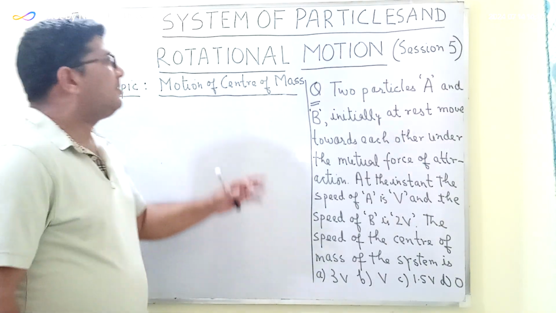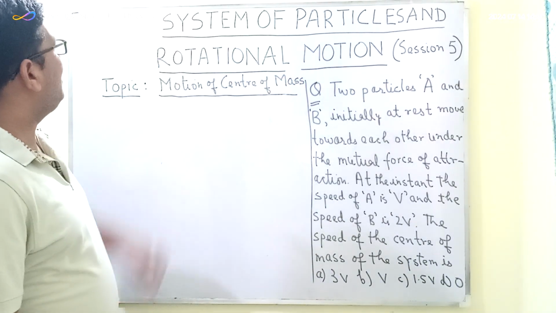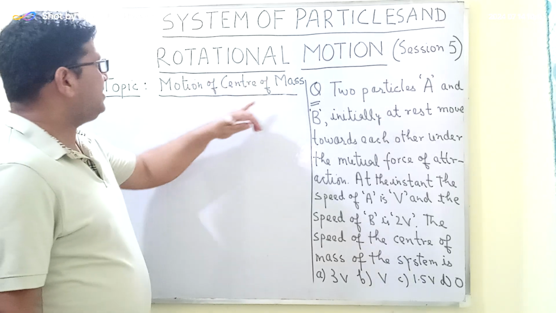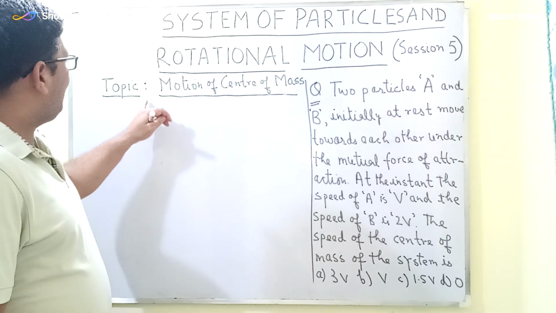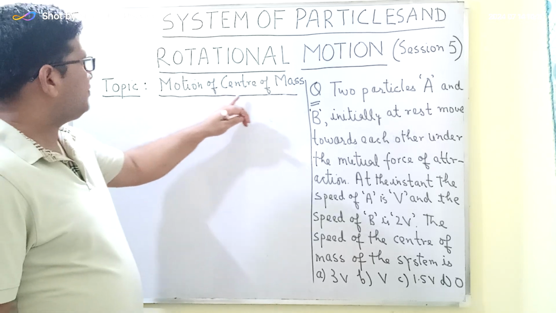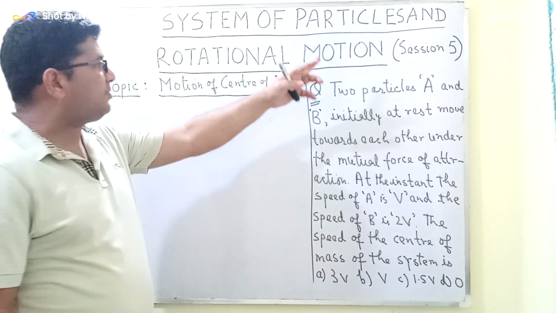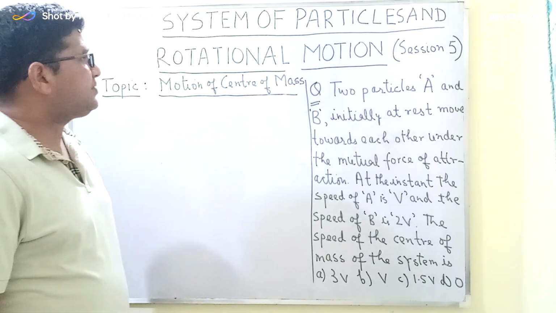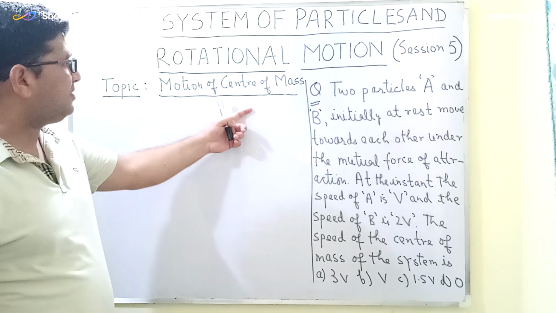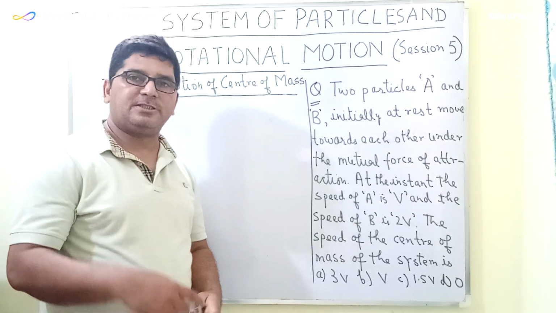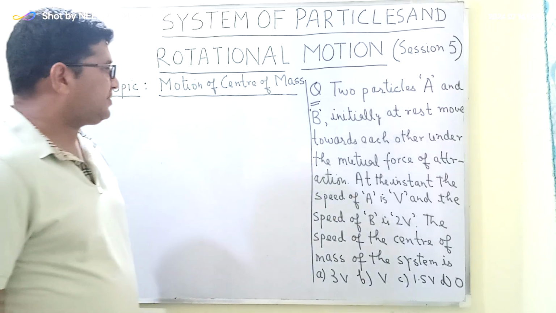Welcome back, students. This is session 5 from the playlist of system of particles and rotational motion. The topic for this session is the motion of center of mass, and this session is a continuation of session number 4, in which we have studied the motion of the center of mass and also derived the equation for the velocity and the acceleration of the center of mass.